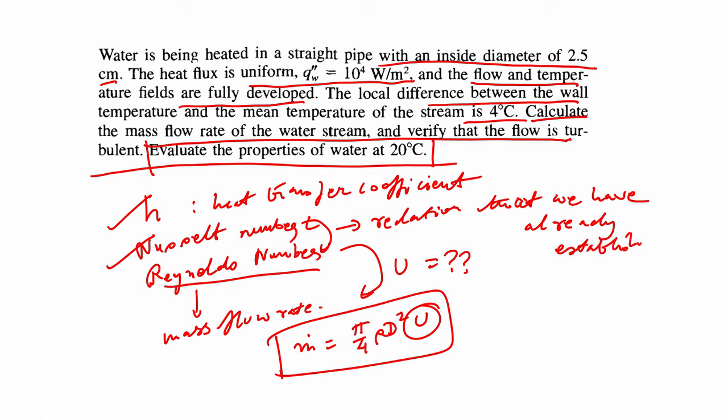Do this problem and try to see if you get a good match. I can give you the answer. m dot is about 0.281 kg per second. Let's see if you can match that.